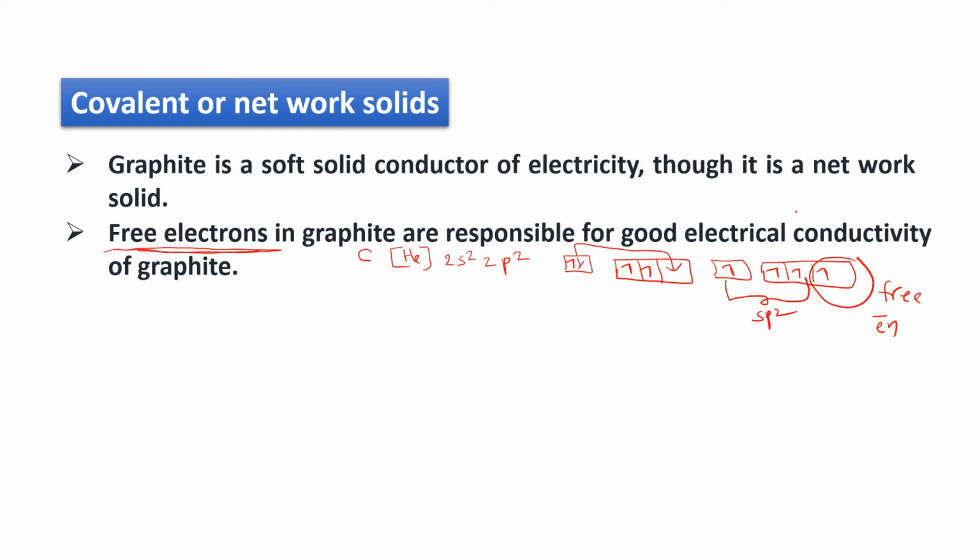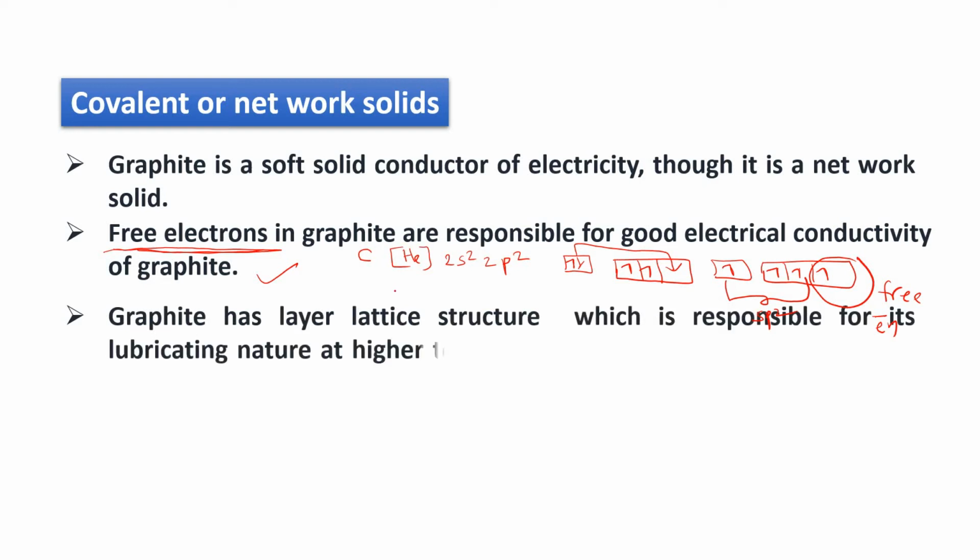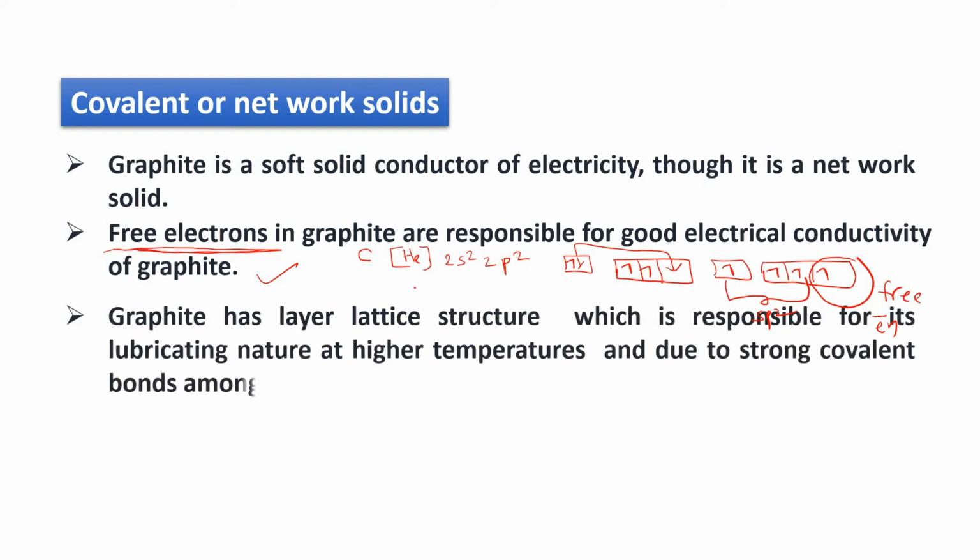Because of this, it can produce current. So it's a very good conductor. Which one? Graphite is a very good conductor. Next, if you observe, graphite has a layer structure which is responsible for the lubricating nature. This we discussed in the 11th class.